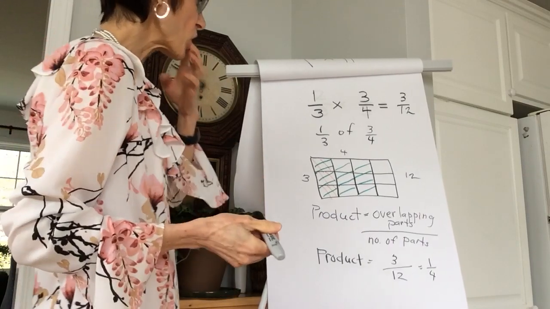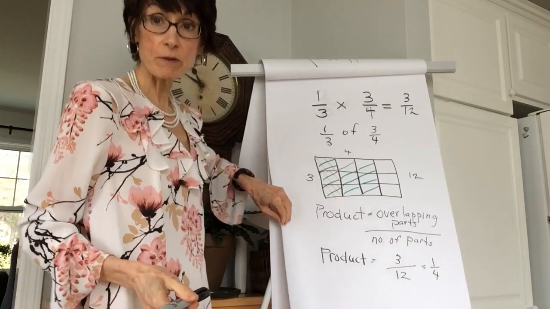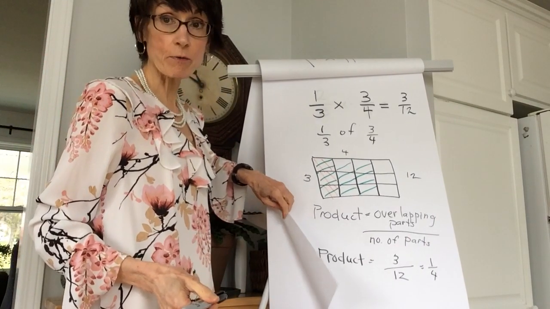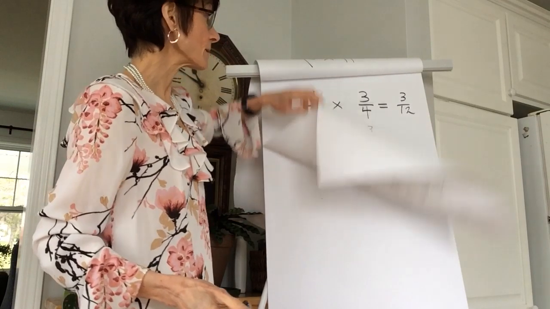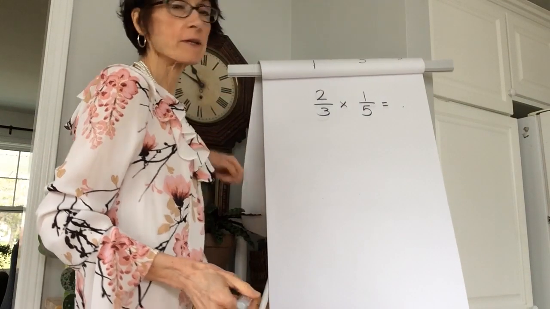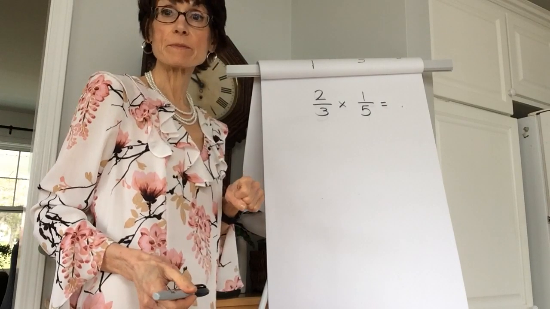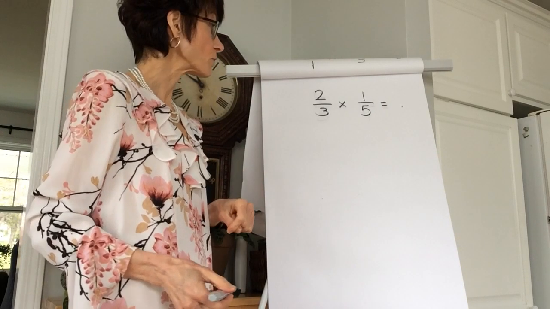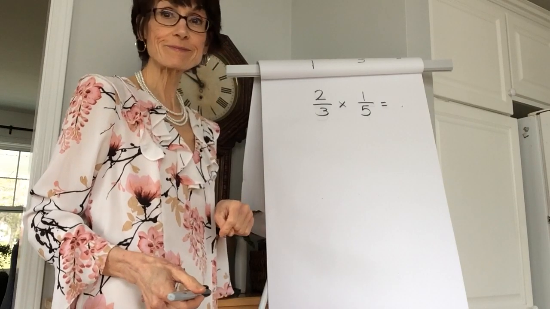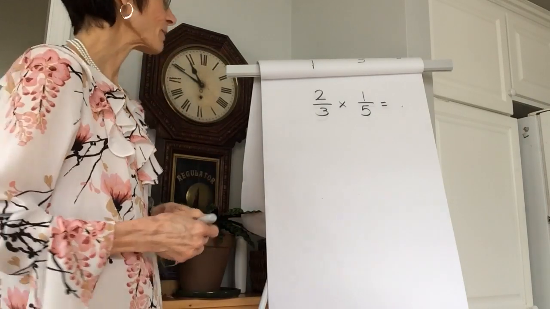All right, I'm going to get you to try one. Just pause the video for a minute, grab a piece of paper and a pencil, and I'd like you to try this one. This one is 2/3 times 1/5. I'll give you a second to try that and then come on back. All right, welcome back. Let's give this one a try.